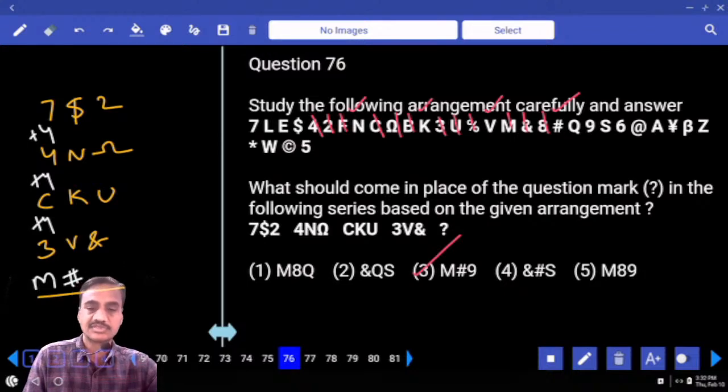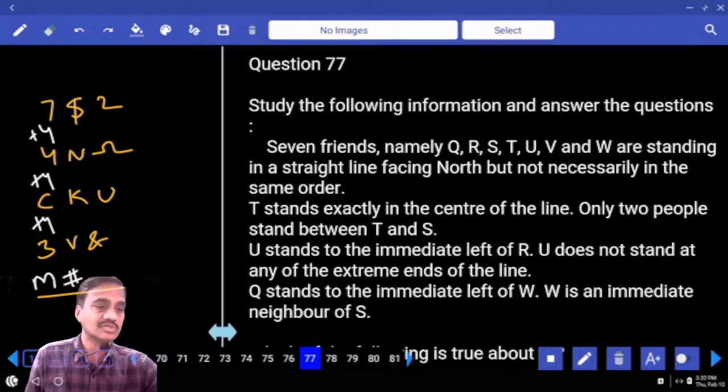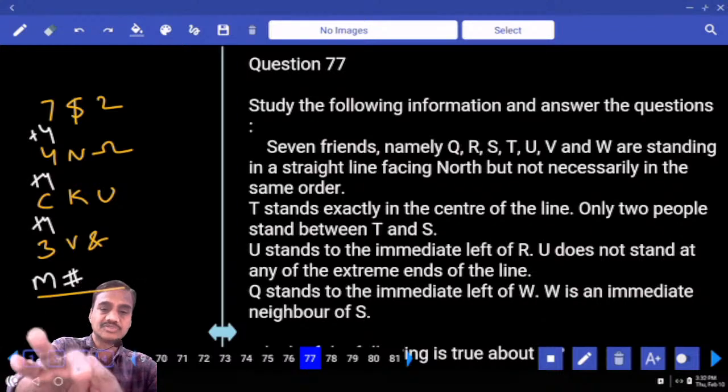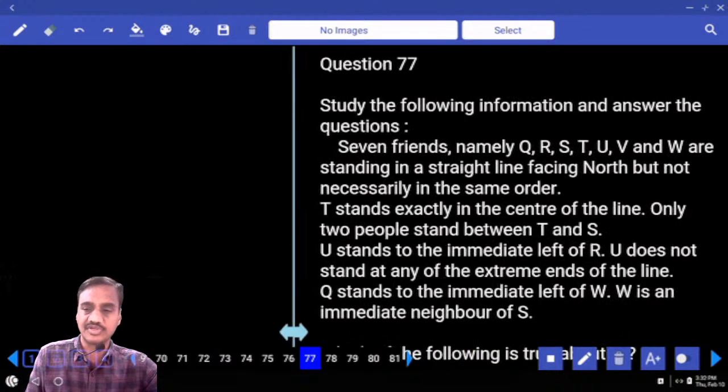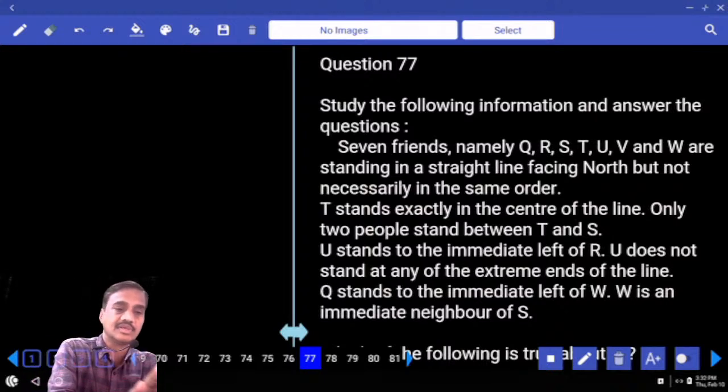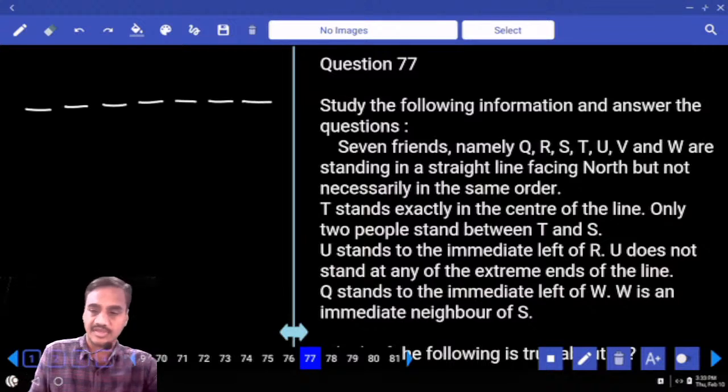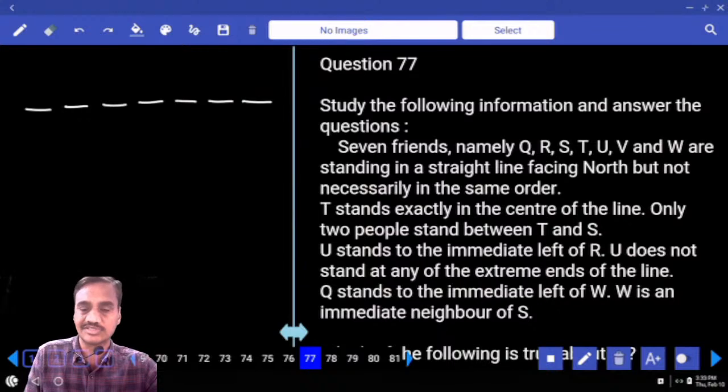And next one, 77 onwards, it is based on a straight line. How many persons are there? Now there are some 7 friends, Q, R, S, T, U, V, and W, and they are standing in a straight line, 1, 2, 3, 4, 5, 6, 7, but not necessarily in the same order, and all the persons are facing towards north, it is clearly given.